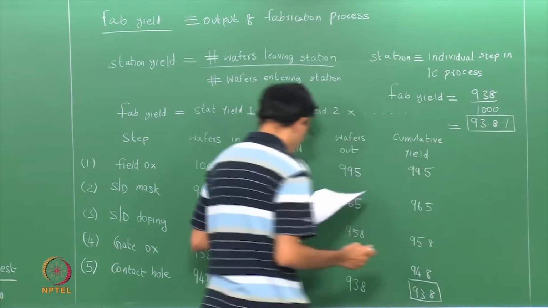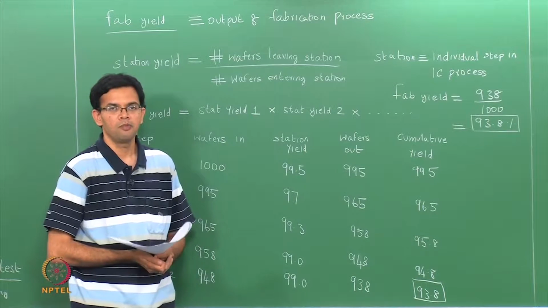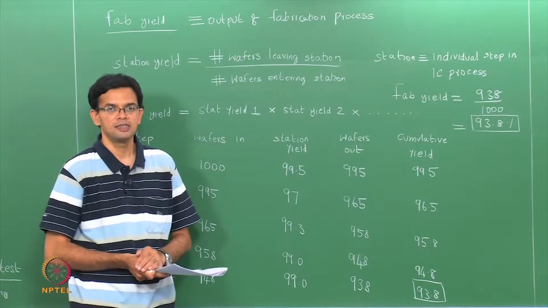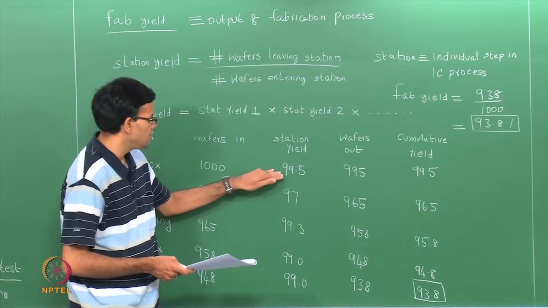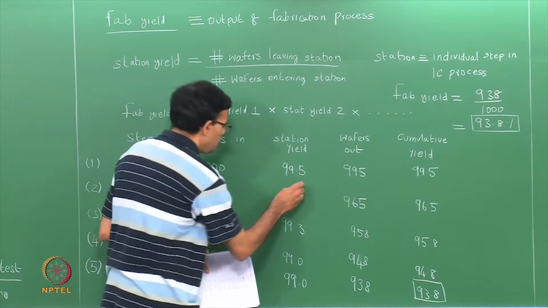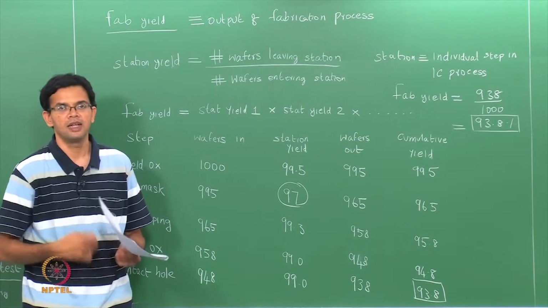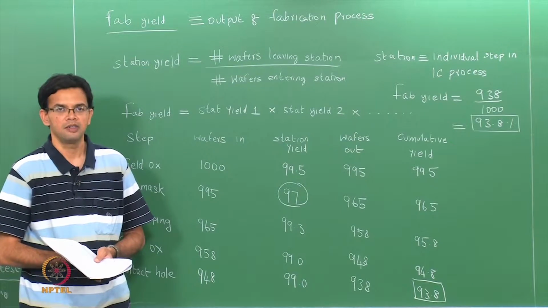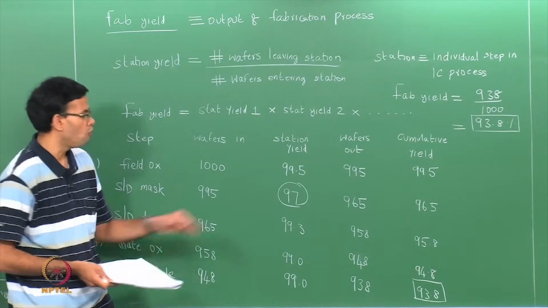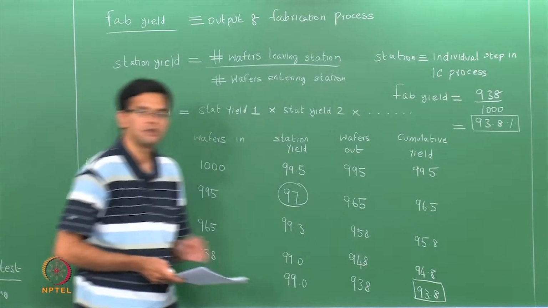So, what we see here are a couple of important points. The first is your individual station yields are still pretty high. So, these is 99.5, 99.3, 99, 99. The lowest one is for the formation of the mask, and that is still pretty high, 97. So, even though the individual station yields are high, the overall yield, because it is a cumulative process, is lower.